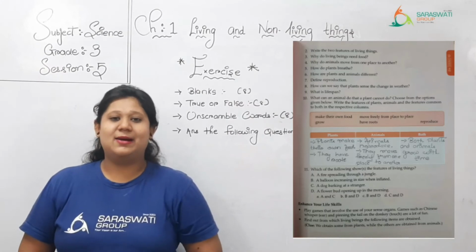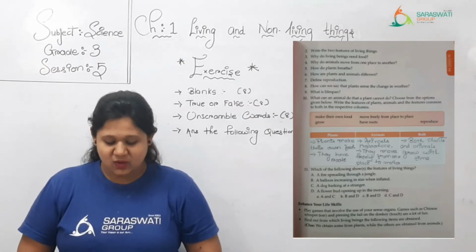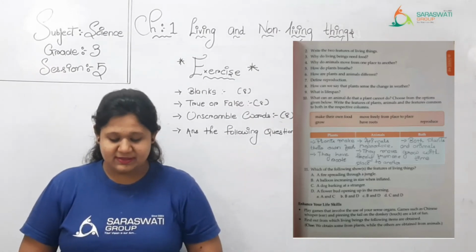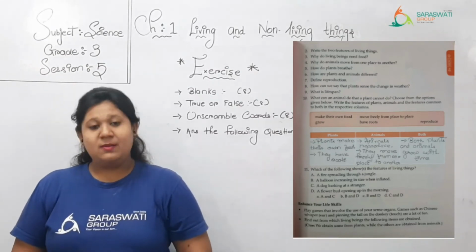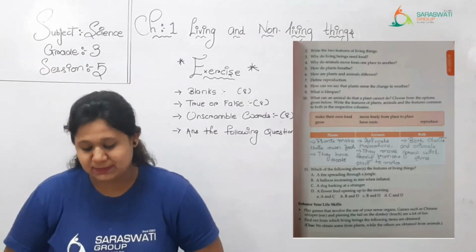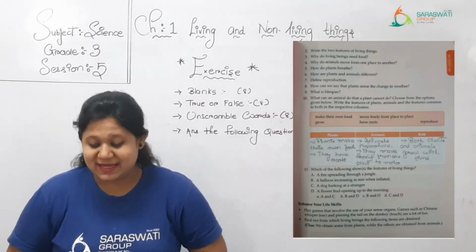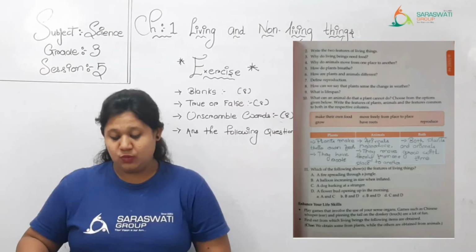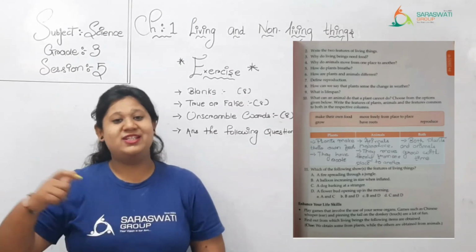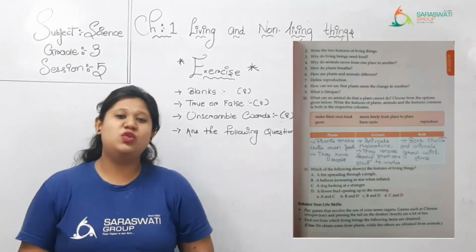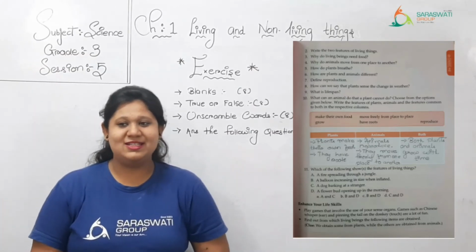Now next, number 6. How are plants and animals different? Why are plants and animals different from each other? Because animals move from one place to another, but plants cannot move from one place to another. Animals एक जगह से दूसरी जगह पे जा सकते हैं, but plants cannot go from one place to another, right?